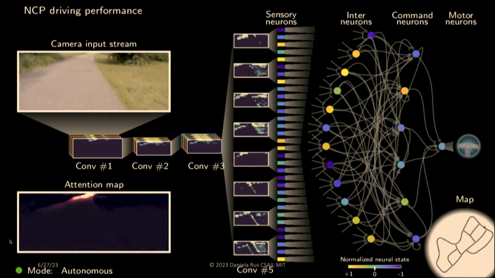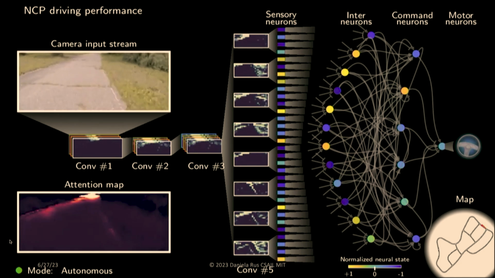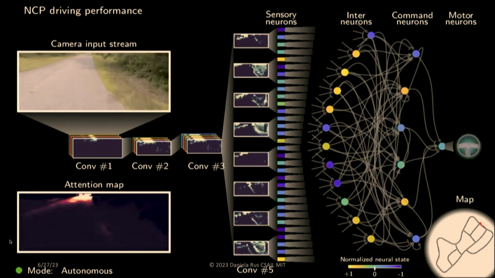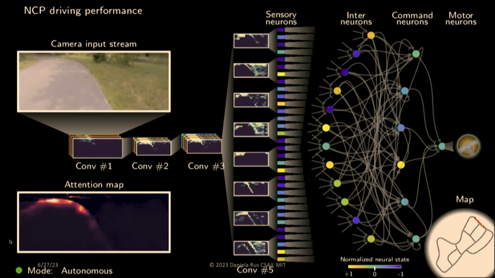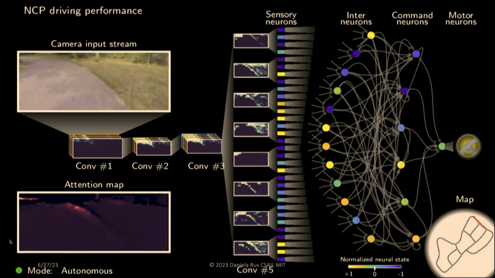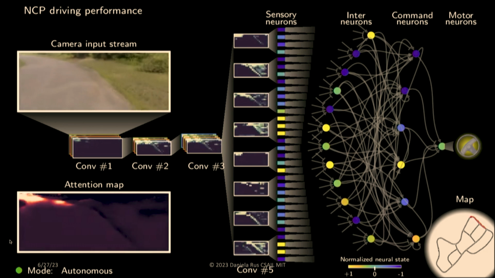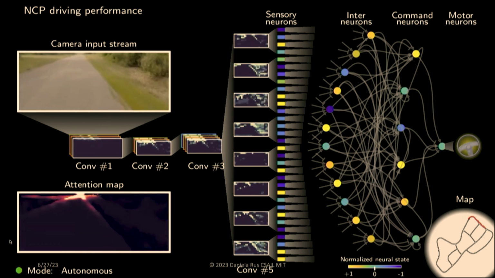And in fact, with liquid networks, we have a new class of models. And here you can see the liquid network solution for the same problem. Now you will see the entire model consisting of 19 artificial neurons, liquid neurons, and look at the attention map. Look how clean it is and how focused it is on the road horizon and on the sides of the road, which is how I drive. And so liquid networks seem to understand their task better than deep networks.